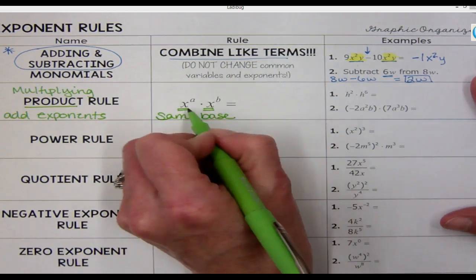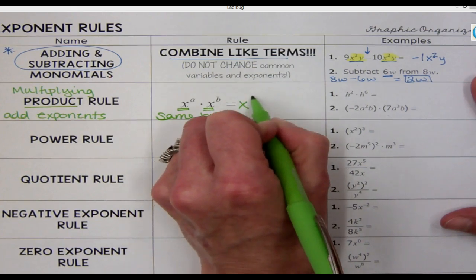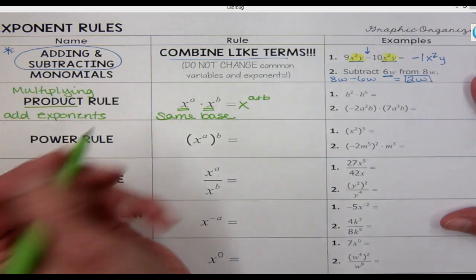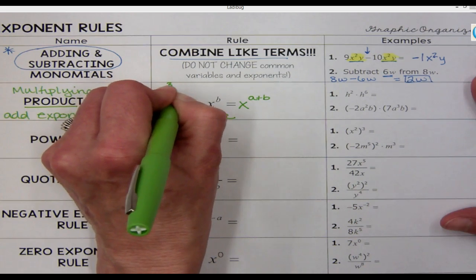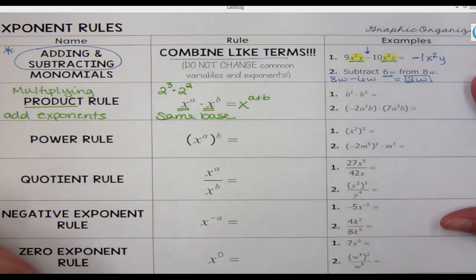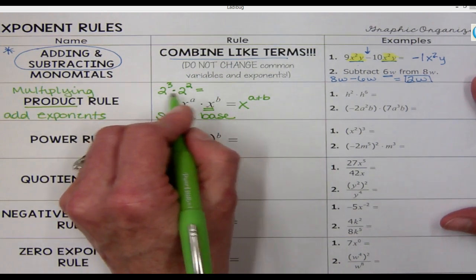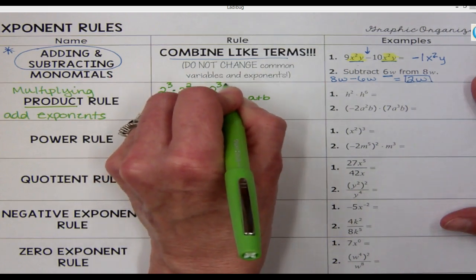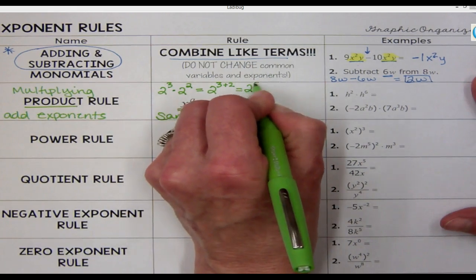So if we're multiplying x to the a times x to the b, we would get x to the a plus b. And as an example of that, if I had 2 to the third power times 2 to the second power, I've got the same base. My base is 2 in each. 3 plus 2, which would equal 2 to the fifth power.